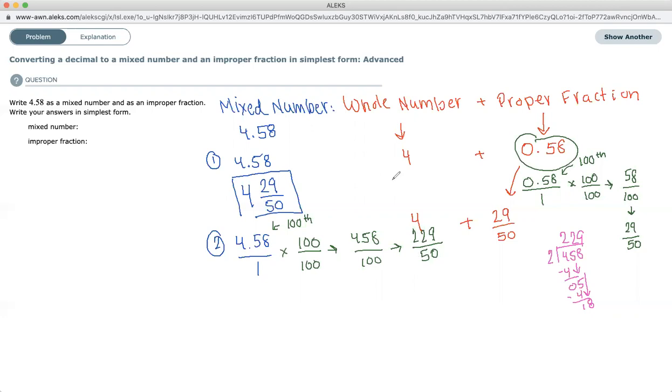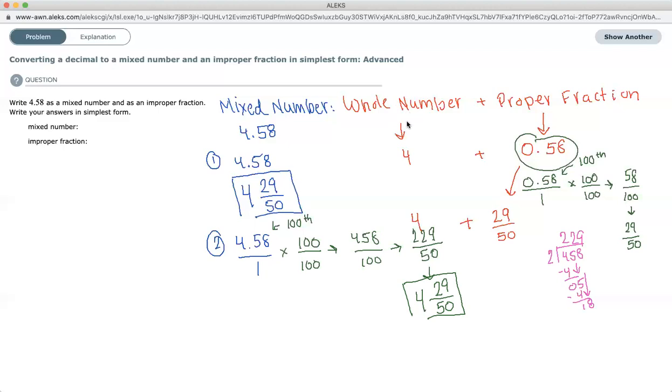To get the mixed number, I need to know how many times 50 goes into 229. Now I know 50 times 4 will give us 200. So it goes in 4 whole times, and if I get to 200, I'm just left with 29, and the denominator does not change. So we actually end up with the same answer as we did before, just a different way.